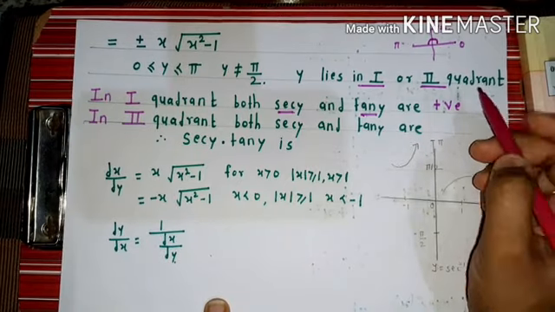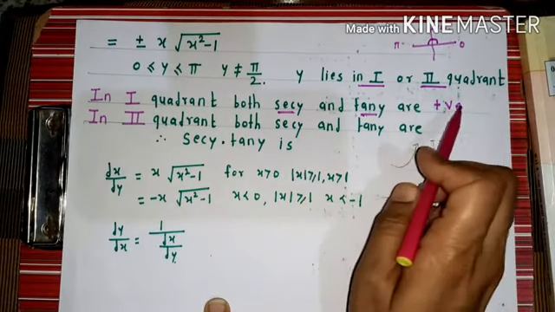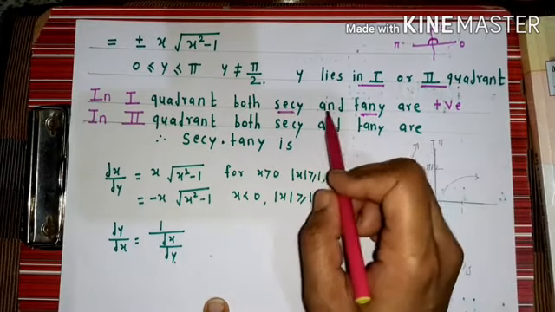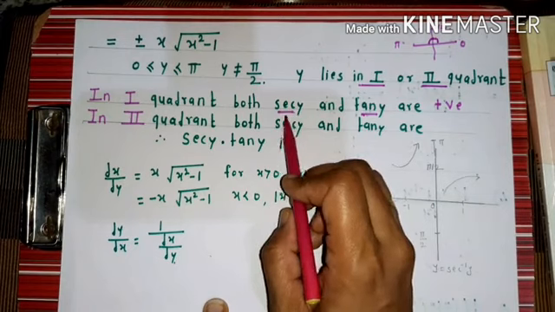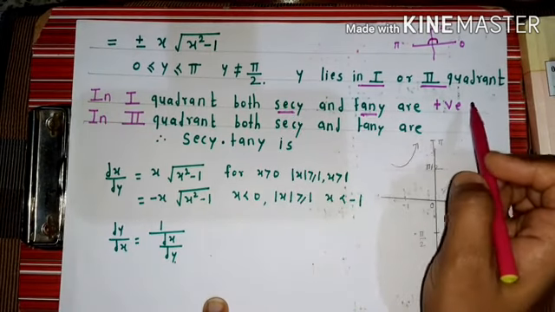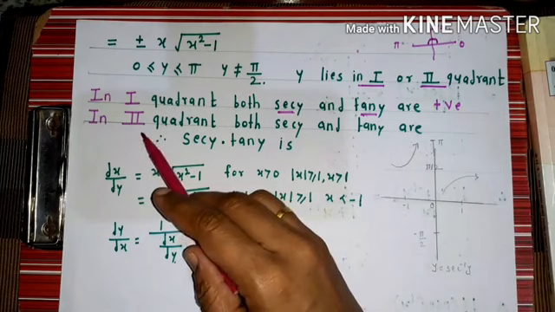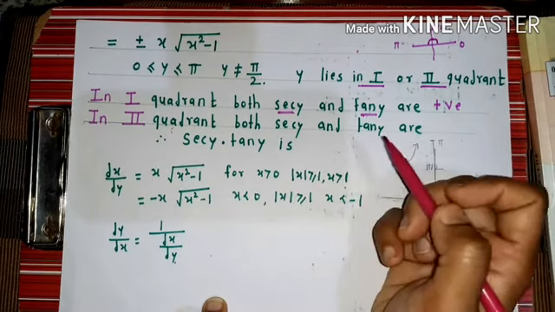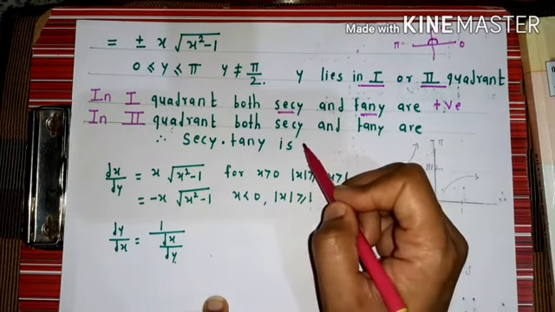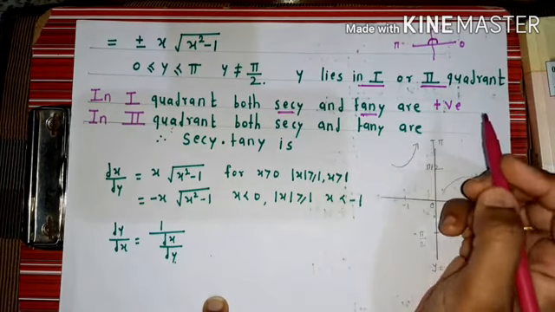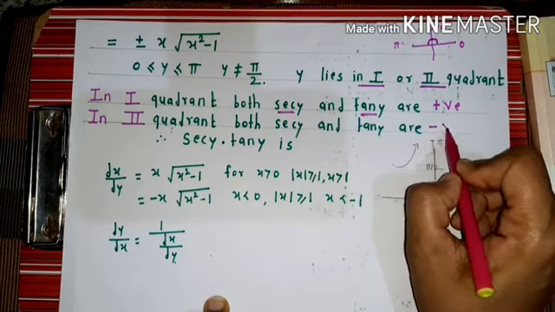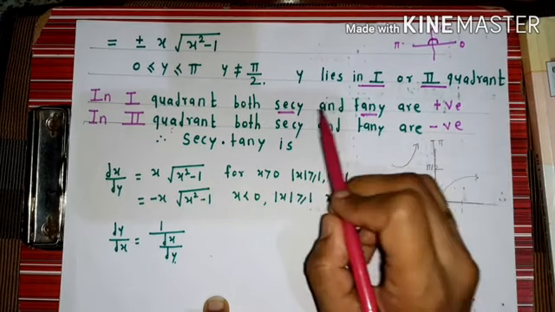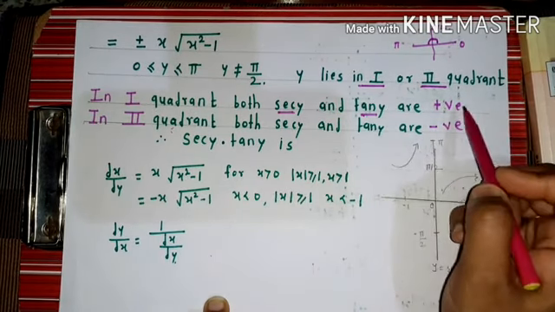In the first quadrant, the trigonometric functions sec y as well as tan y are positive. Now in the second quadrant, you know that sec y, which is the reciprocal of cos y, and tan y, both functions are negative. Both functions are negative in the second quadrant. Both functions are positive in the first quadrant.